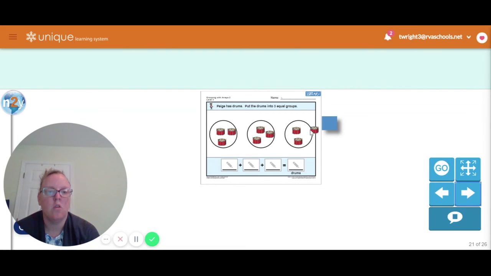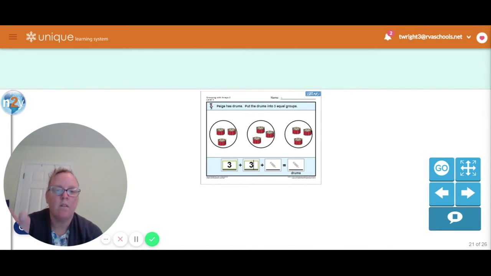And each circle has the same amount of drums. 1, 2, 3. So this circle has 3. Let's find the number, or type in the number 3. Find the number 3 on your keyboard if you have a keyboard.